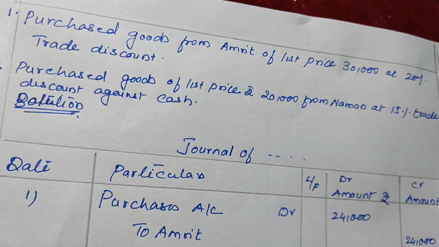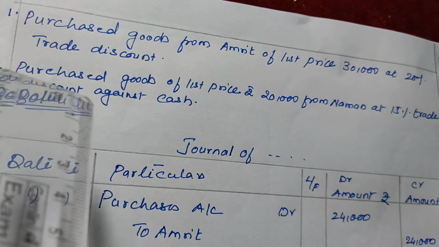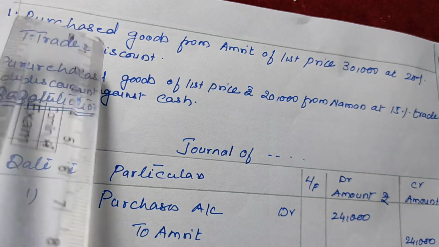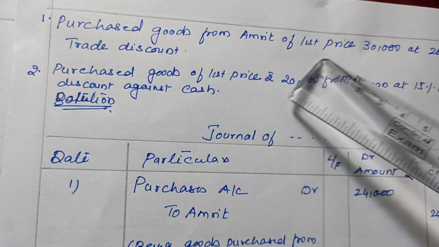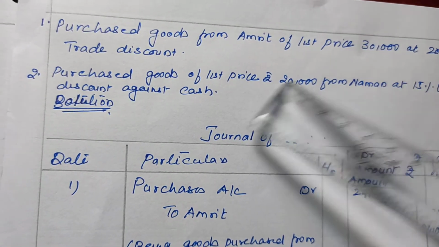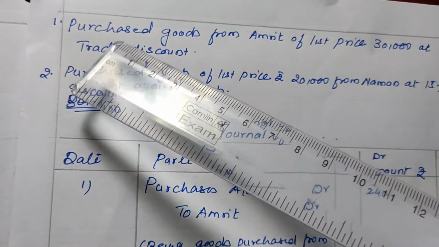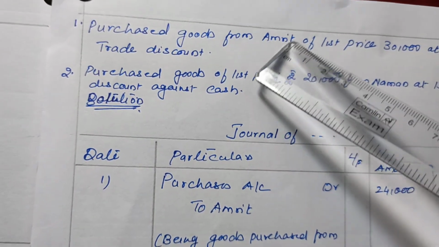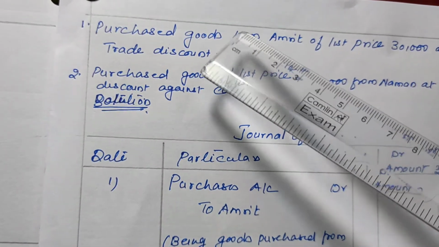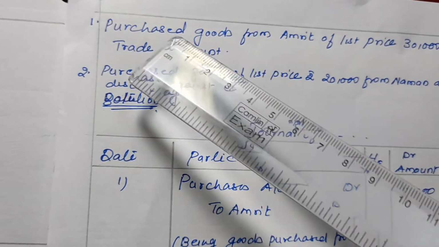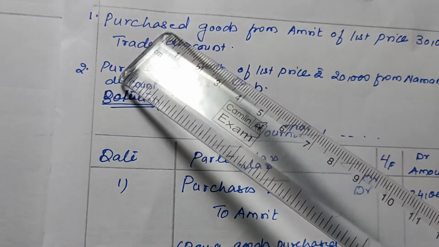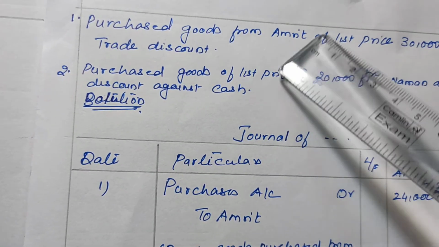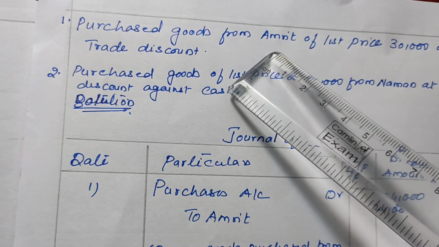So let's first solve the trade discount on purchases. We are having two questions, one for cash purchase and one for credit purchase. Okay, let's see the first question here. The first question: purchase goods from Amrit of list price 30,000 at 20% trade discount. What is the transaction? Purchase goods from Amrit. This is our transaction and we have to do the journal entry for this transaction. We are purchasing the goods, so purchases will be debited. Amrit is creditor, so Amrit will be credited.